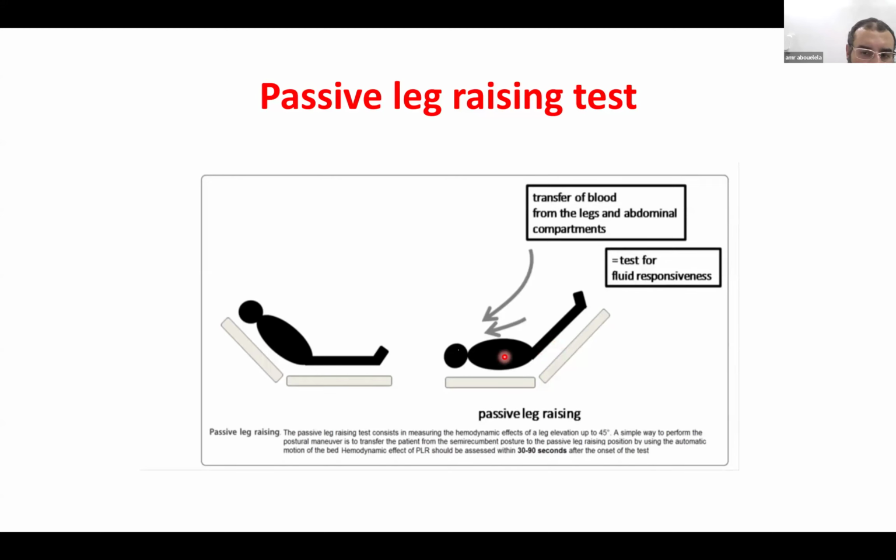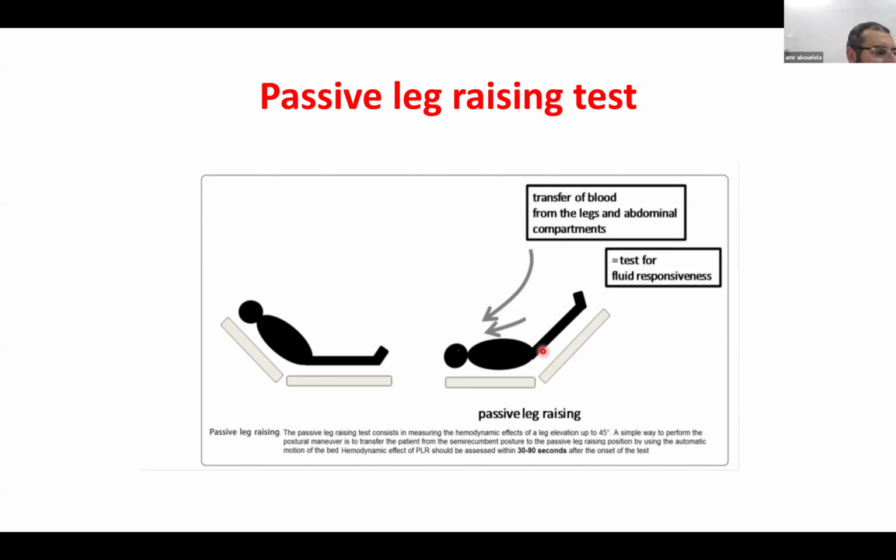By doing this maneuver, around 300 ml of blood is mobilized from the trunk and the lower limb towards the heart. And this is simulating a fluid challenge, and we are expecting that the cardiac output will increase if the patient is fluid responsive. If the cardiac output will not increase, it means that the patient is not fluid responsive. This is the way we are assessing the fluid response.